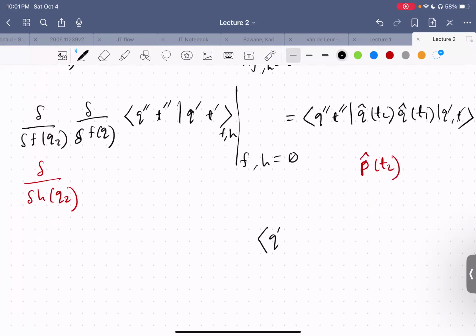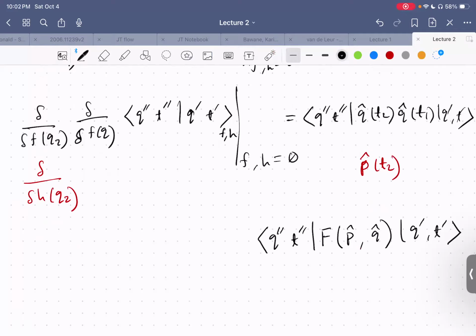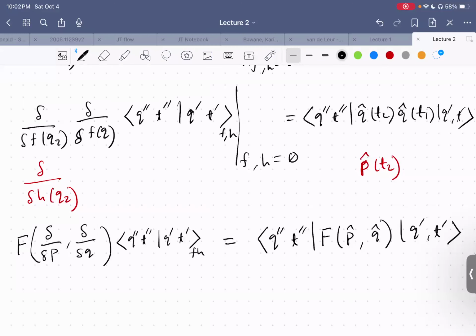So let me write down a slightly more general formula. So suppose you want to compute, suppose there is some arbitrary function of p hat and q hat. Then here, what you insert is the same function, but now a function of derivatives acting on the ordinary transition amplitude with the modification. And then you set f and h to 0.